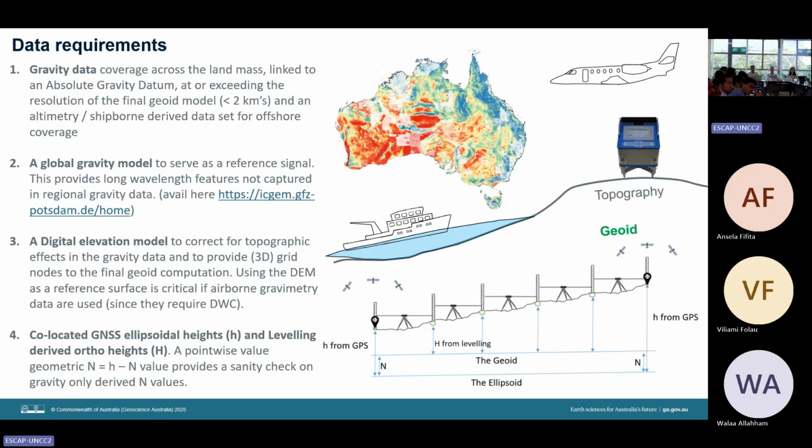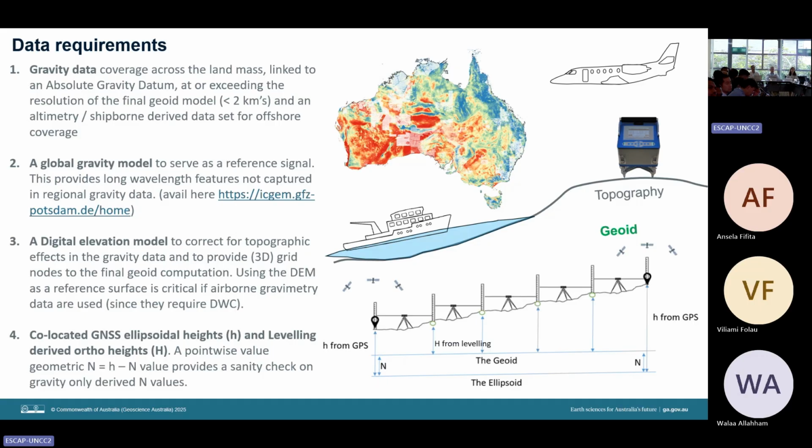Every survey, whether ground, airborne, or marine, should ideally be leveled to an absolute gravity datum. That can be established with A10 observations or FG5 measurements, one of those absolute gravimeters that we saw earlier. And offshore, we typically tend to fill the gaps with satellite altimetry data and shipborne data that ensure that the modeling doesn't break down around the coastal zone.